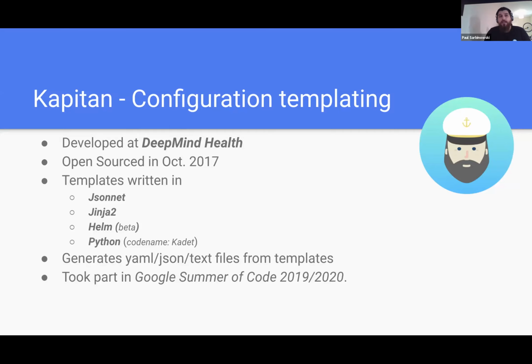Capitan then generates YAML, JSON, or text files from these templates, which can be used in other applications. We took part in the Google Summer of Code in 2019 last year and this year as well, in an effort to improve some of our features and make sure we keep building on what we have.